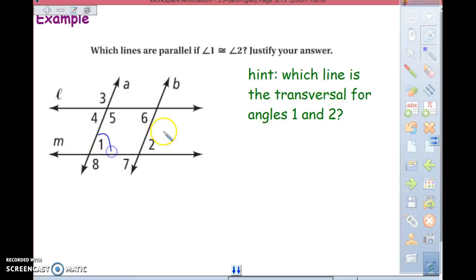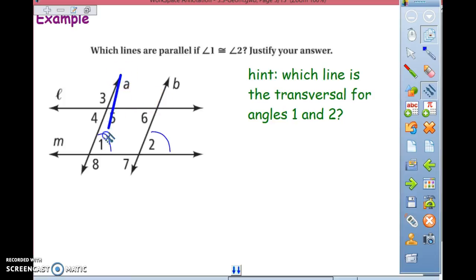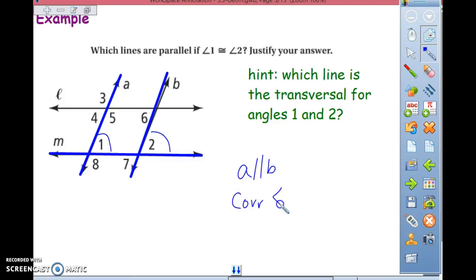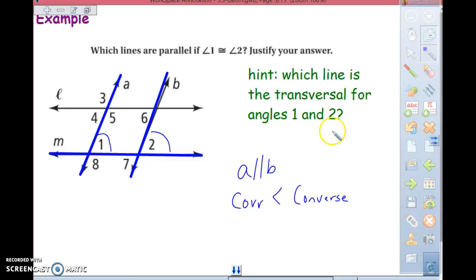So if I look at angle 1 and angle 2, the lines that are being used are line A, line B, and it looks like M is the transversal. So the lines that would be parallel are A parallel to B, and the reasoning would be the corresponding angles converse. Whereas in lesson 3.2 we said corresponding angles postulate. Today when we're proving lines parallel, we're using the converse.